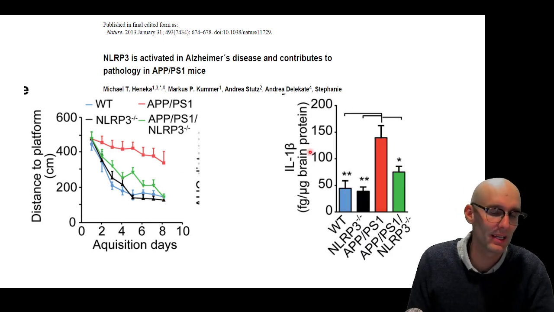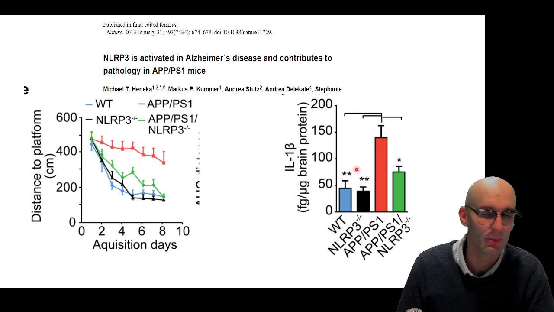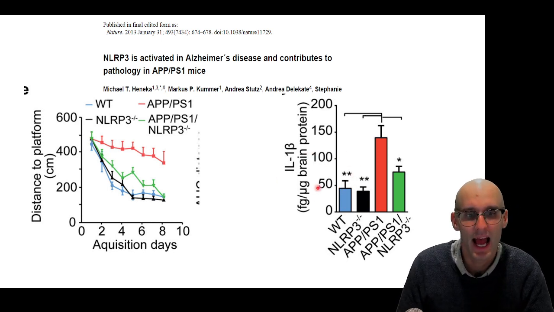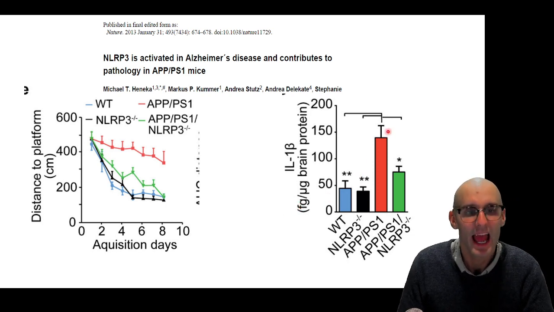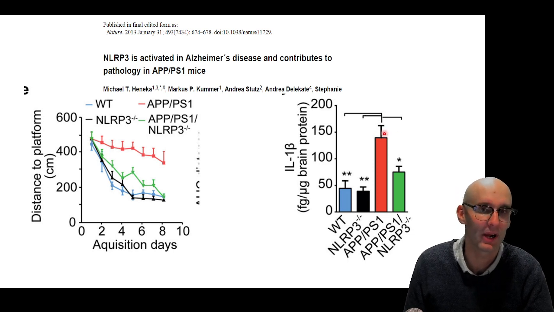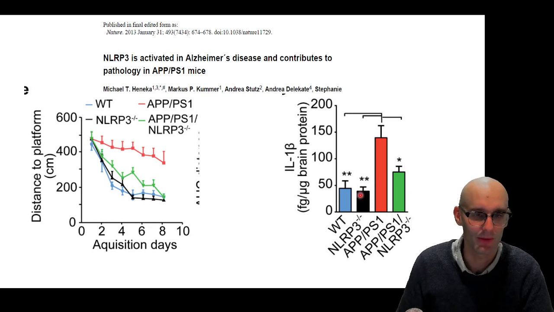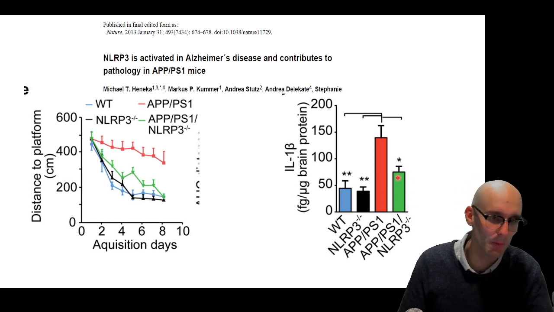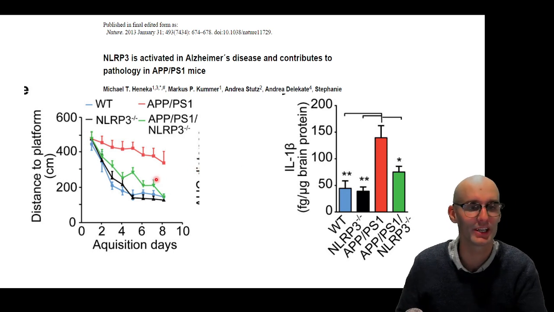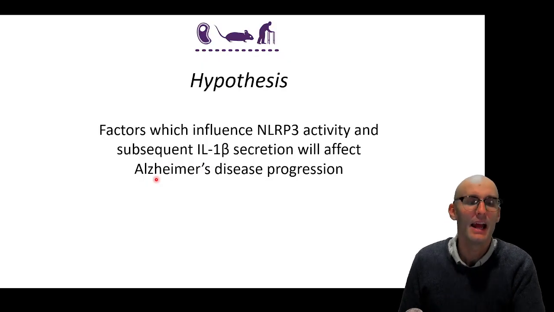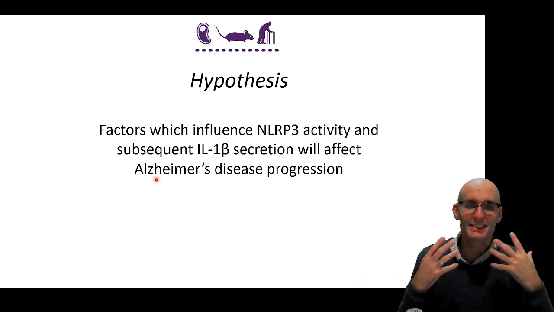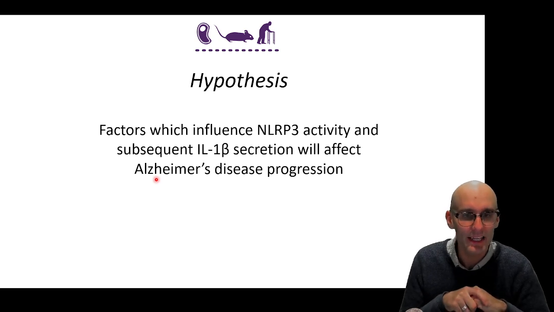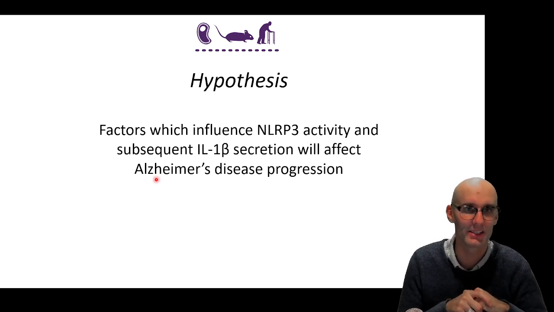They also measured the amount of mature interleukin-1 beta in the brain, which is a very hard thing to do. So that's super impressive because you can see it's femtograms, tiny, tiny amounts being released. And we can see we've got mature IL-1 in the brains of Alzheimer's mice and no mature IL-1, same levels as the wild type basically, in the NLRP3 knockout. So we're blocking IL-1 release and we're getting better cognition in these mice that are NLRP3 knockout. This leads to the hypothesis of a paper that I'm about to break down. It's my paper, which is that factors which influence NLRP3 activity and IL-1 secretion will affect Alzheimer's disease progression.